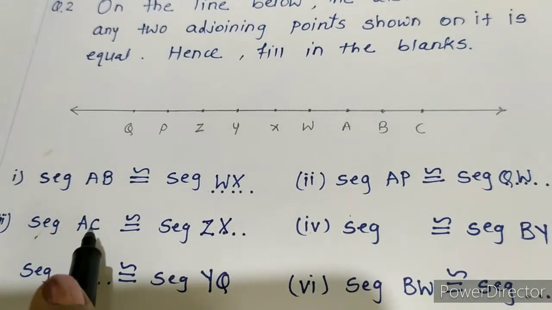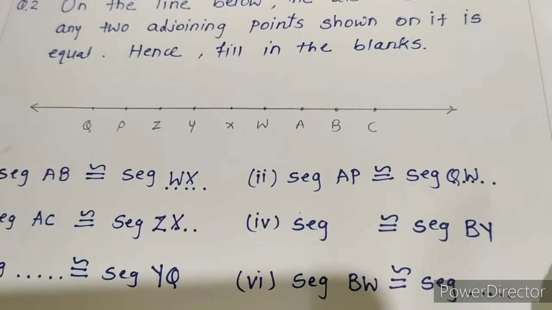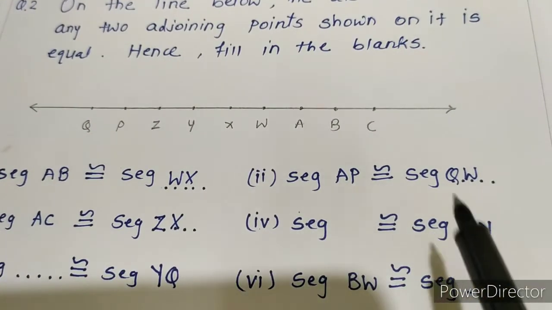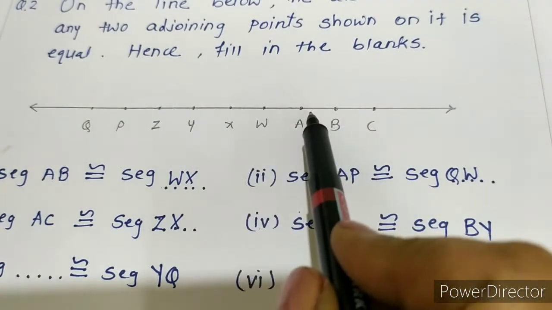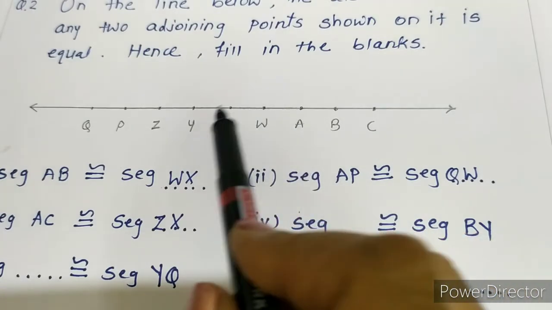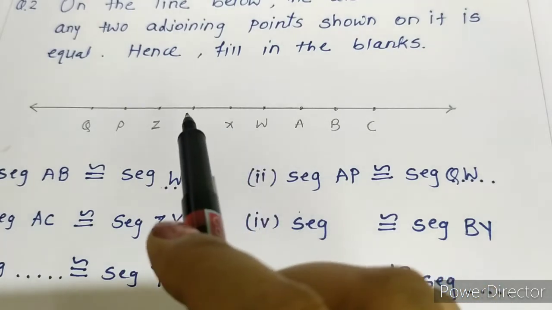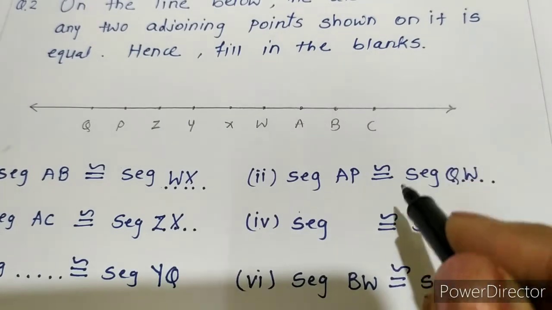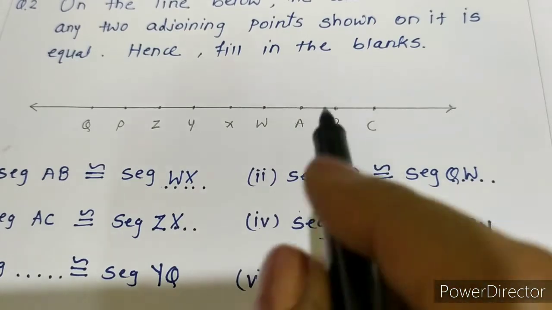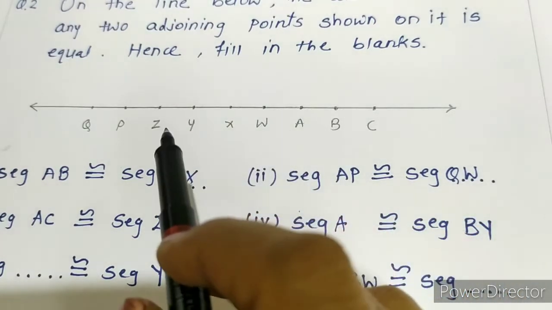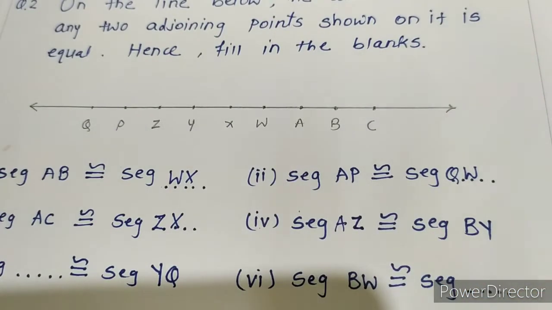So segment AC is congruent to segment ZX. Another pair we have to find out is segment BY. Where is B? Here B is there and Y is there. In between B and Y, 1, 2, 3, 4 units are there. So we have to take another segment in which the distance will be 4 units. For example, I'll take A, and from A 4 units, 1, 2, 3 and 4, it will come on point Z. So AZ is congruent to segment BY.